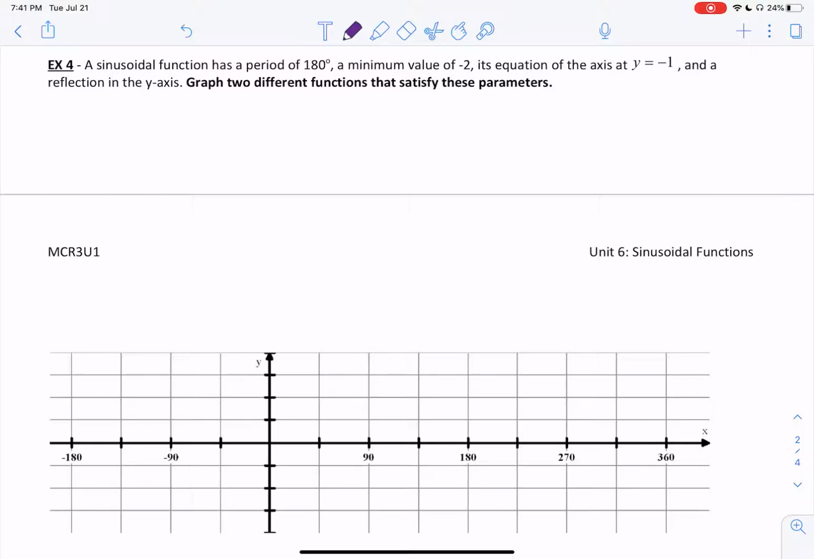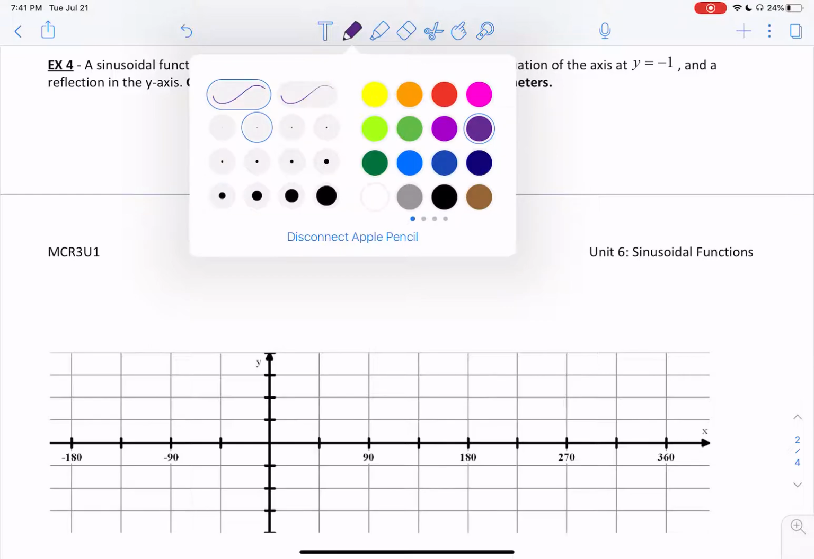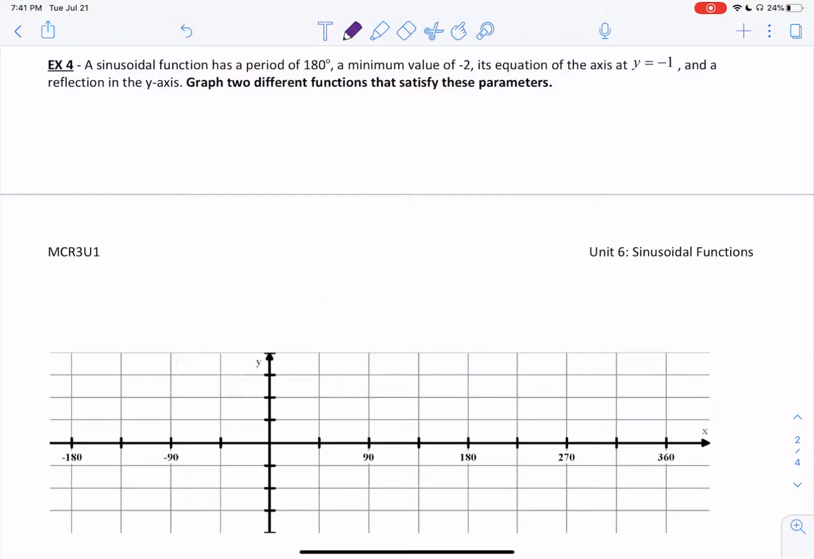So let's start by identifying some values here. So we have a period of 180 degrees, so period equals 360 multiplied by 1 over k. So we have 180 equals 360 times 1 over k. We have 1/2 equals 1 over k. So we'll get that k equals 2. That's the first thing that we know.